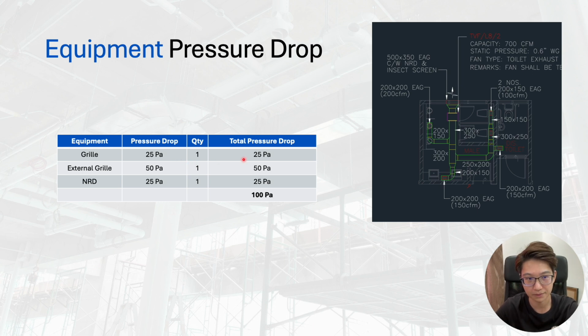Grille is 25 Pascal, external grille we give it higher, 50 Pascal, damper, all sorts of different dampers, motorized damper, volume control damper, we use 25. Okay, if you have a diffuser, if you are designing for air conditioning diffuser, also you can use 25. Alright, so now we have 100 Pascal for equipment pressure drop.